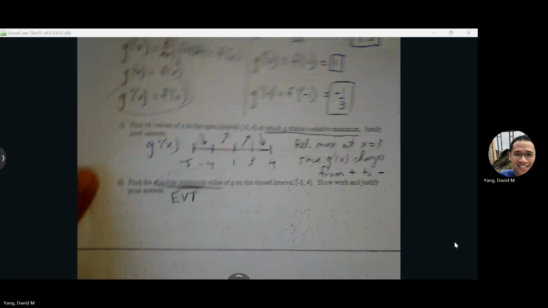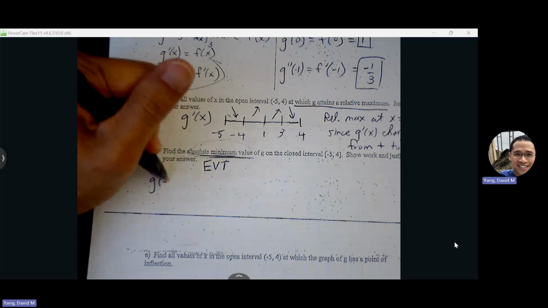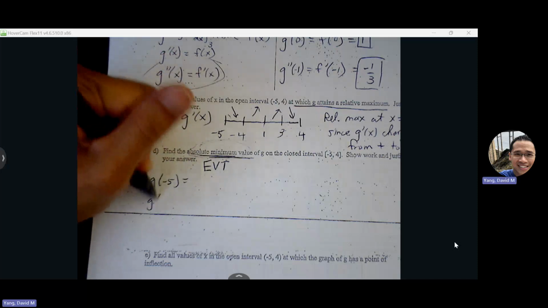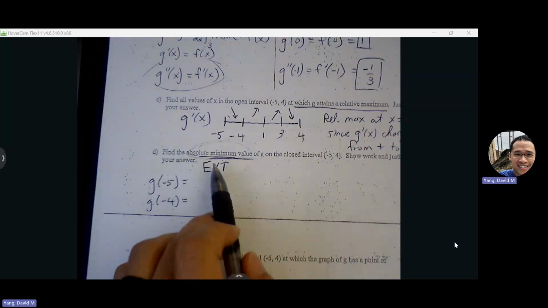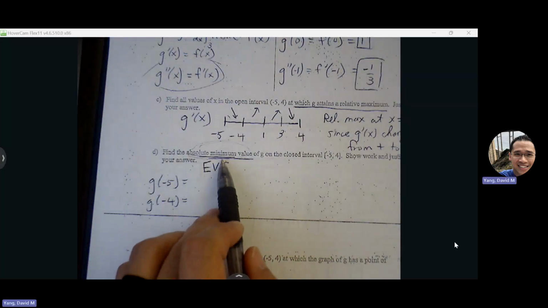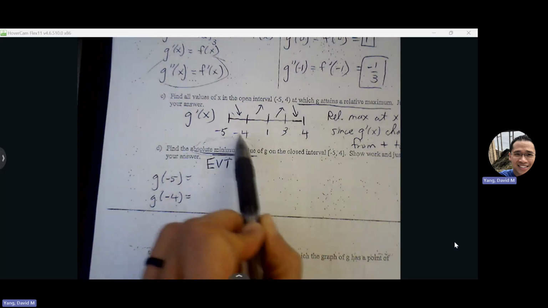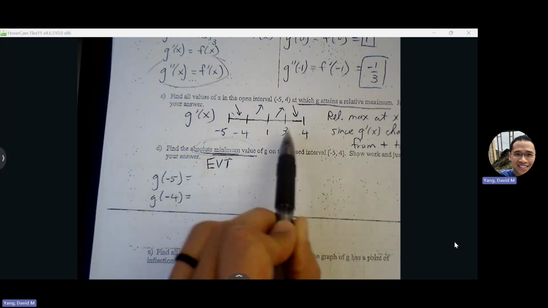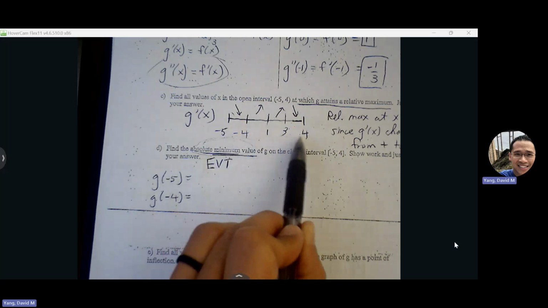If we're not looking at a max or min, then it has no chance of being an absolute max or min. So we basically have to use our graph to find G of -5. We'll find G of -4. Okay, I know it's only asking for absolute minimum, but I want us to get that practice in of finding max and min in case you're finding one, or in case you're finding both. So let's just gather all the relevant points for our max and min. So -5, -4, 3, and 4.